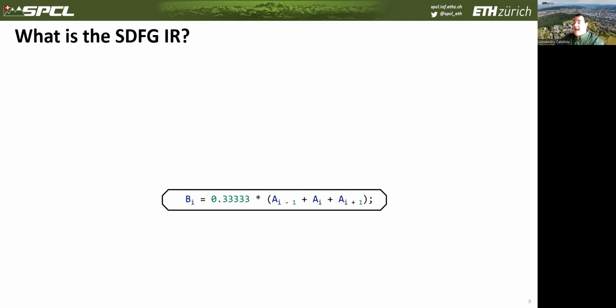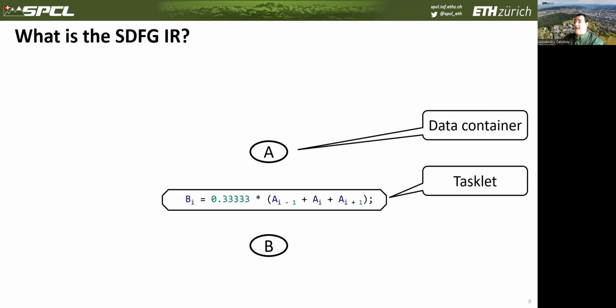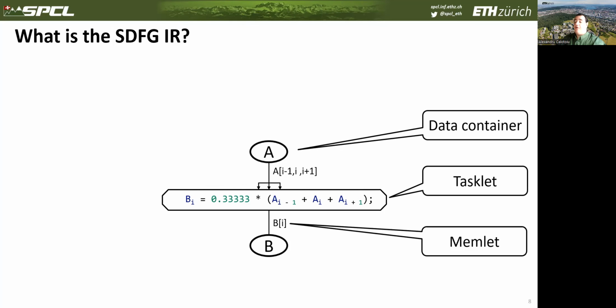We want to separate the actual computation, the tasklet, from the data containers and be able to represent and analyze which data elements take part in the computation. So these are the data containers, and we want to know exactly which parts of these data containers, so which memory regions are accessed, for which we use memlets.